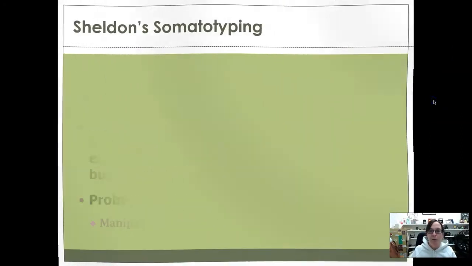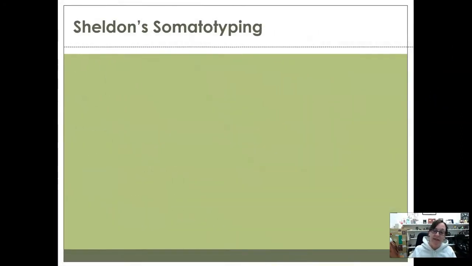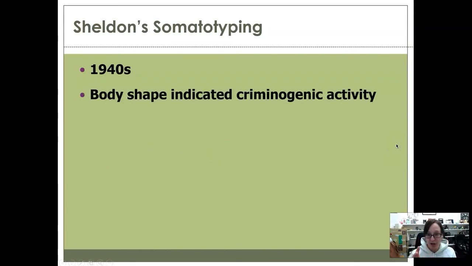And so William Sheldon then came directly from that idea of Cesare Lombroso type thinking, and so this was like 1940s by the time we're getting to Sheldon. But he focused on body shape. So while Lombroso talked about all of the specific features, Sheldon kind of used that idea but focused just on body shape.